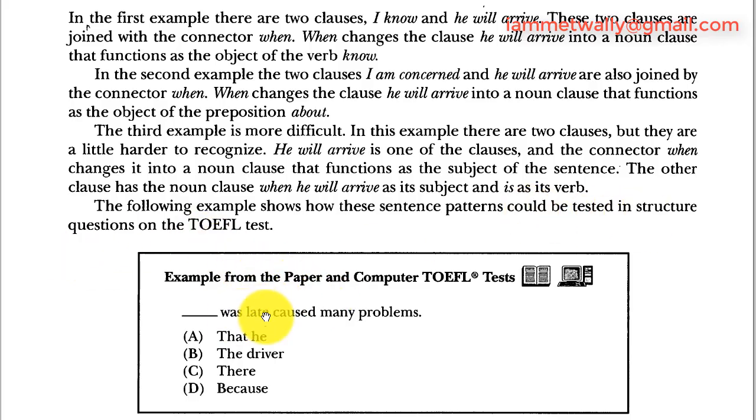Let's see. Was late caused many problems. Was is a verb and caused is a verb. So I have two verbs, so I should have two subjects. The first one, that he, is a subject, and that is a connector and can work as a subject for the verb was. The driver is one subject, so it doesn't work, and there is just a connector. So the only answer that has a subject and a connector is this: that he.